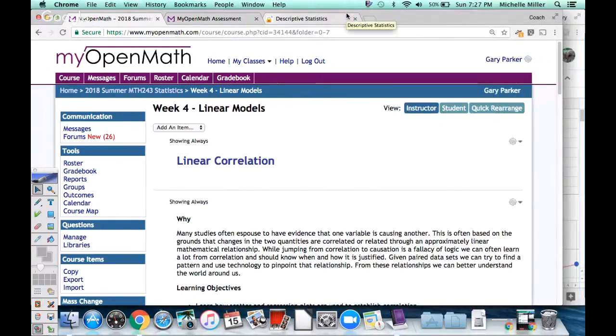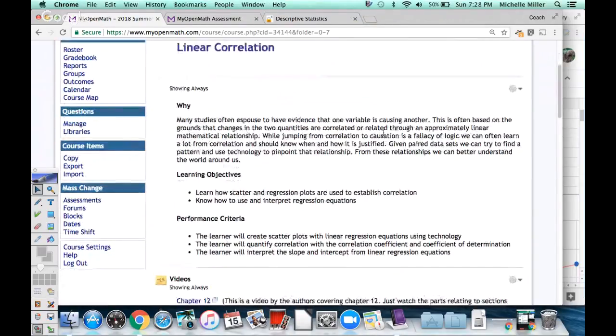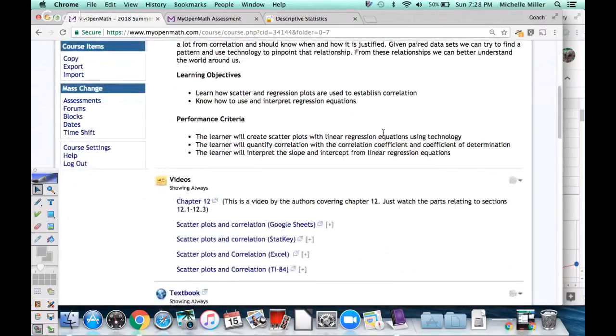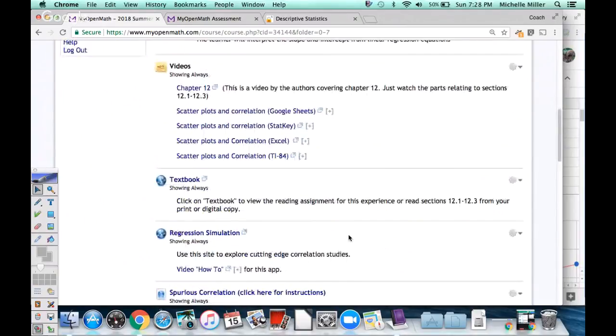This week in statistics, we're going to be playing with linear models, also called linear correlation. We're playing with two quantitative variables. So one important thing here is getting used to lines again. And we can play around with data with respect to lines, either in Google Sheets, StatKey, Excel, or TI-84. Textbook is very important here. It's going to review the ideas of lines and then slope, and how we use the idea of linear regression, which is a way of modeling.